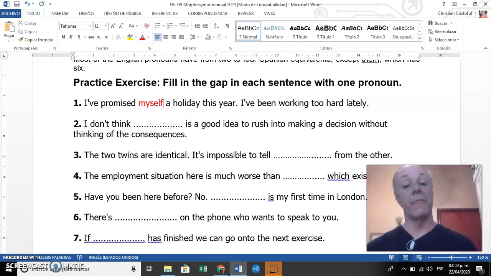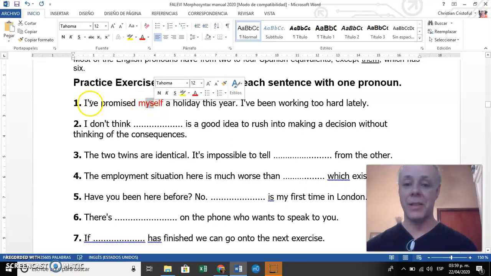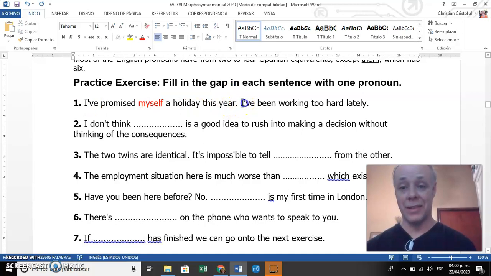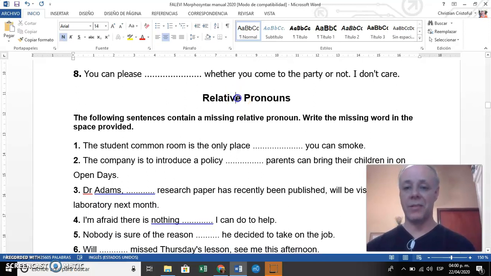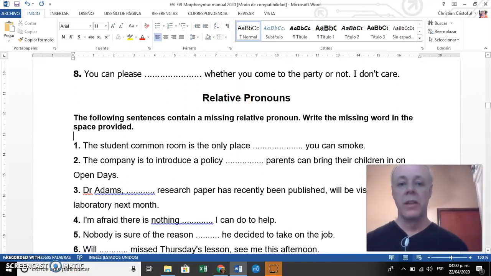Myself. I've promised myself a holiday this year. I've been working too hard lately. So, myself matches this, but this is not very important. Myself matches this. This is the key part. So please work this out and then do this exercise on relative pronouns. The following sentences contain a missing relative pronoun. Write the missing word in the space provided.